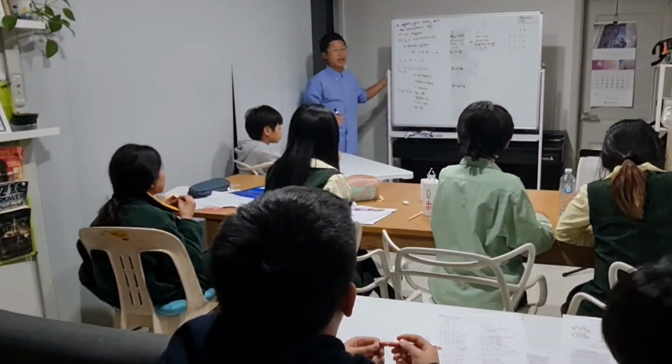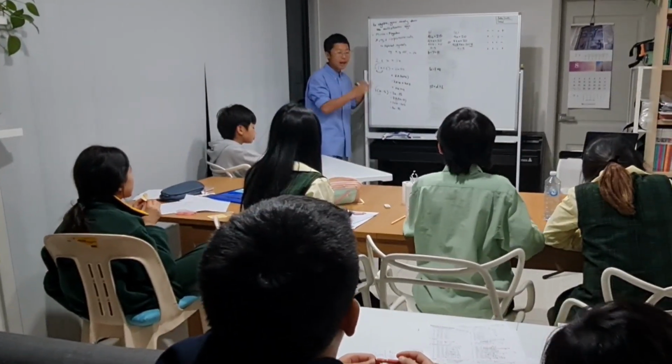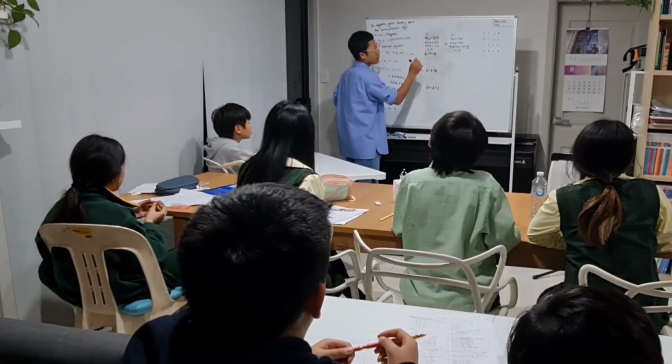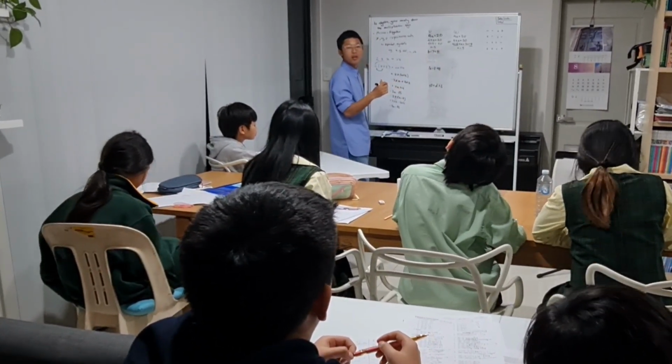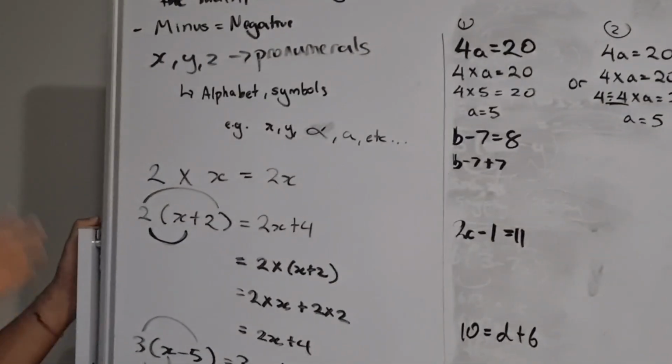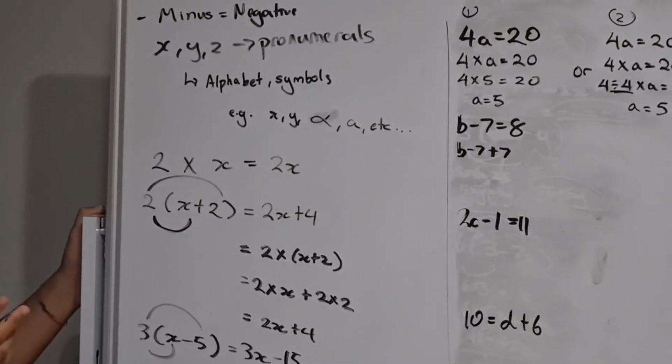B minus 7 equals 8. Then imagine, a number minus 7 equals 8. What's the opposite of minus 7? Plus 7. So what's B minus 7 plus 7? What is that equal to?